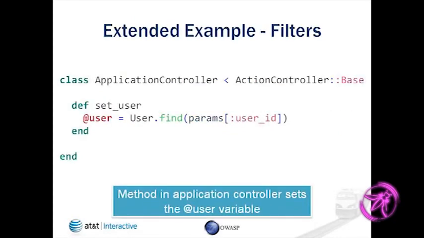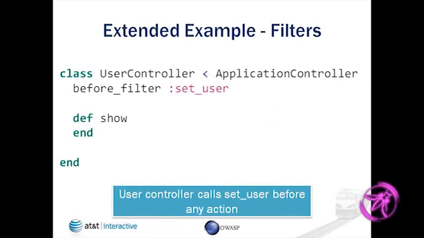So here's a little bit more of an example. Here we're at the application controller level, so that's like the highest controller in the inheritance hierarchy. We have a method, and we're just going to set the user variable to some user that we get out of the database. So then in our user controller, this is kind of a contrived example, but we're going to have this filter where we call that on any action that we do. So we have an action show, and that will call the setUser method before it actually does the show action.